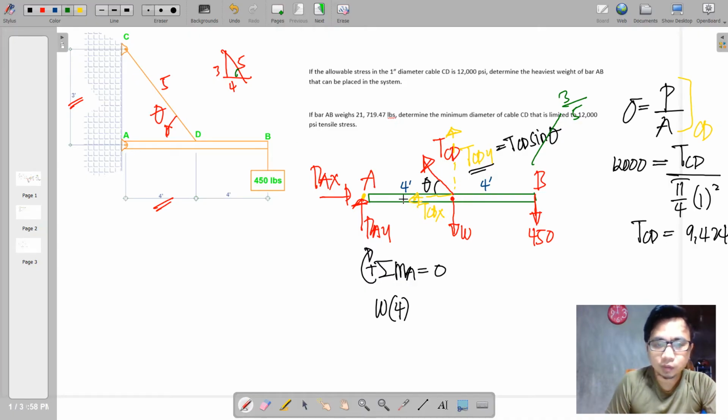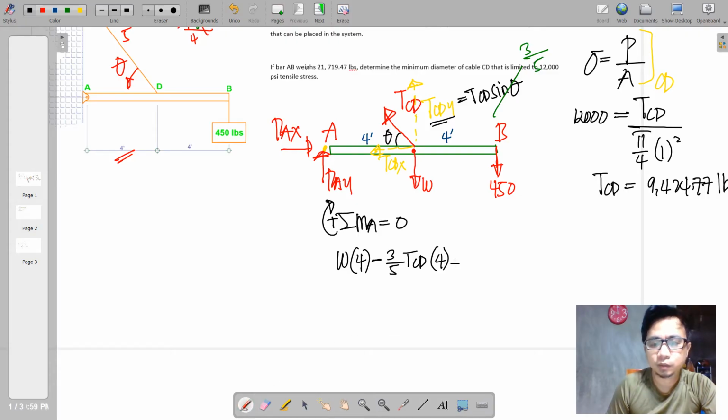So we will now include that in our moment, and it will cause a counterclockwise rotation. So we're going to indicate that by a negative sign. Therefore, this is 3/5 of TCD, or actually TCDY times its moment arm from point E. So we multiply that by 4.